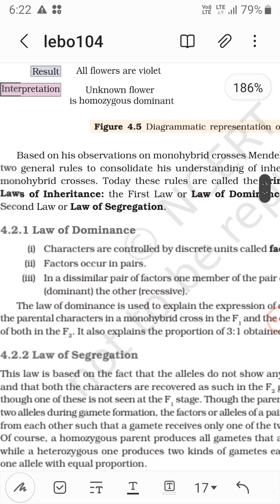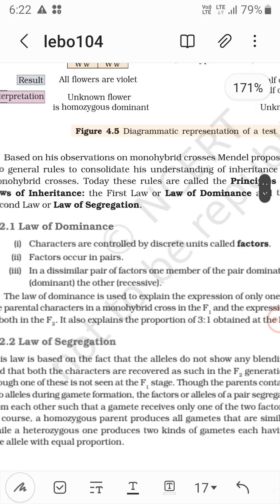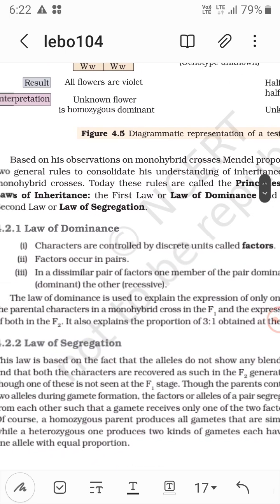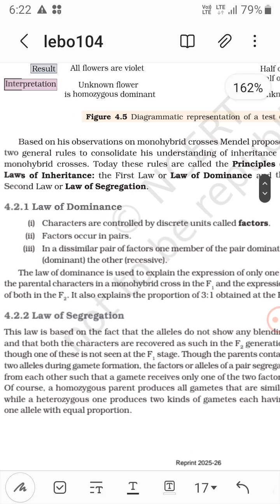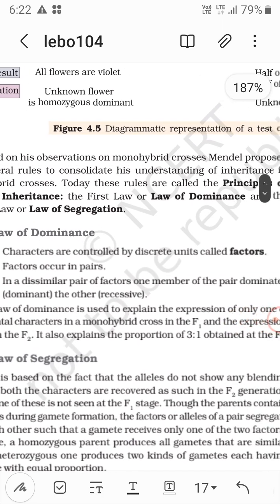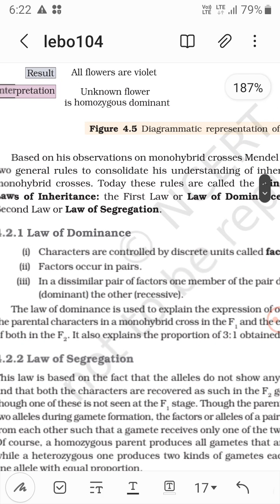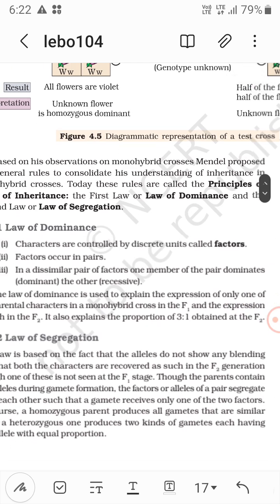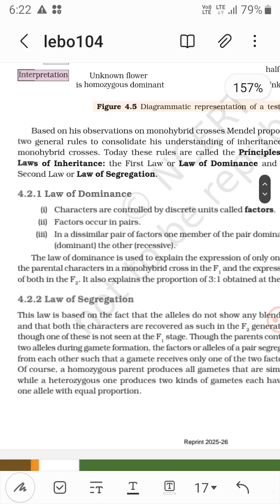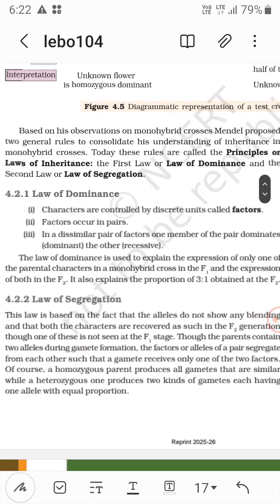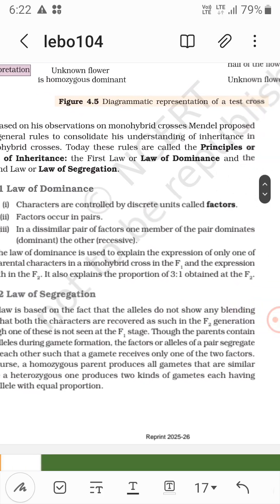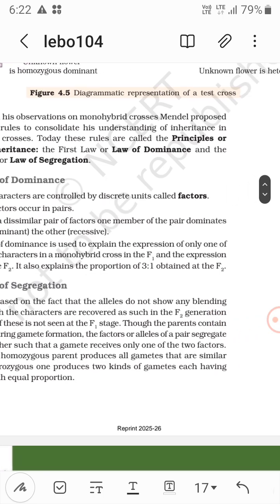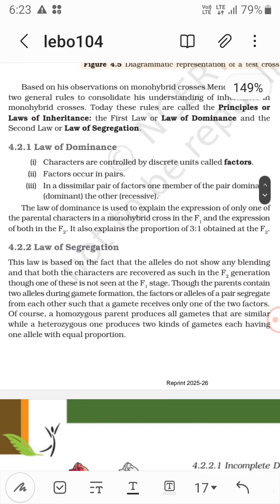So the law of dominance: the characters are controlled by discrete units called factors. Factors occur in pairs. In a dissimilar pair of factors, one member of the pair dominates the other, that is recessive. The law of dominance is used to explain the expression of only one of the parental characters in a monohybrid cross in the F1 and the expression of both in the F2. It also explains the proportion of 3:1 obtained at the F2. Okay, so this is the law of dominance.